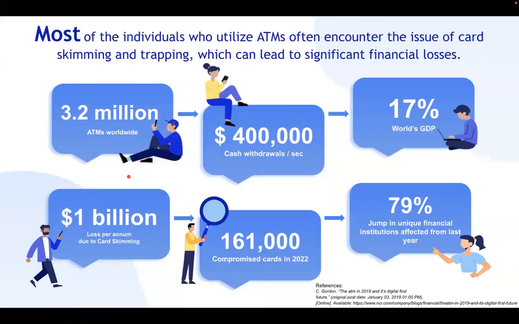So there are around 3.2 million ATMs worldwide with $400,000 cash withdrawals happening every second. This accounts for about 17% of the world's GDP. Most of the individuals who utilize ATMs often encounter the issue of card skimming and card trapping, which can lead to significant financial losses. There were around $1 billion in losses per annum due to card skimming in 2021, and there were 161,000 compromised cards in 2022 alone. So these numbers are huge.